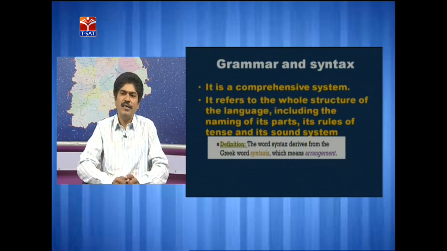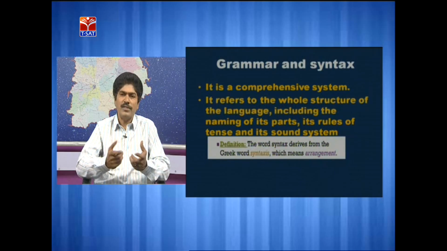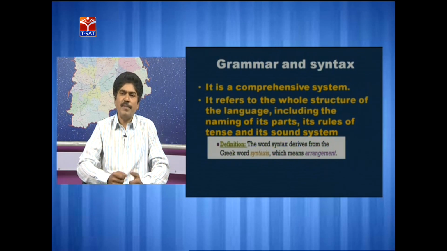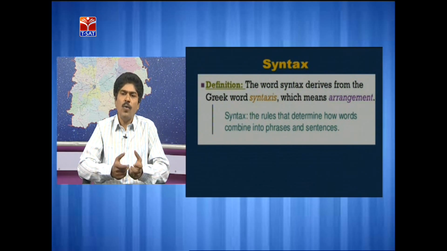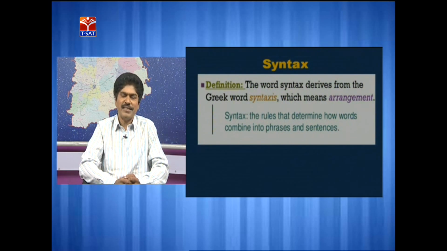It explains the naming of parts, the rules of parts, how to organize all these things in a systematic way. That will be clearly explained in grammar. But syntax is a part of grammar, and syntax derives from the Greek word syntaxis, which means arrangement. The rules that determine how words combine into phrases and sentences is known as syntax.